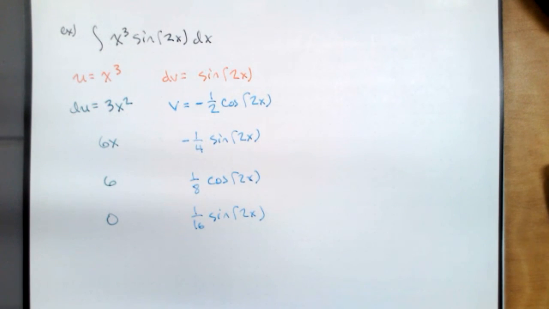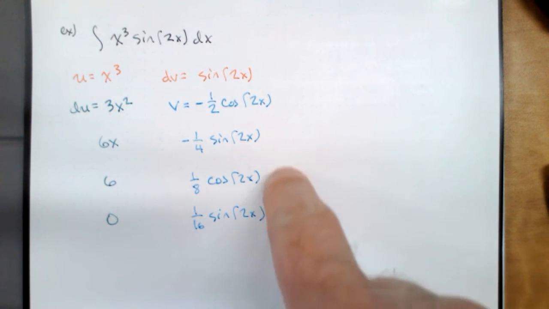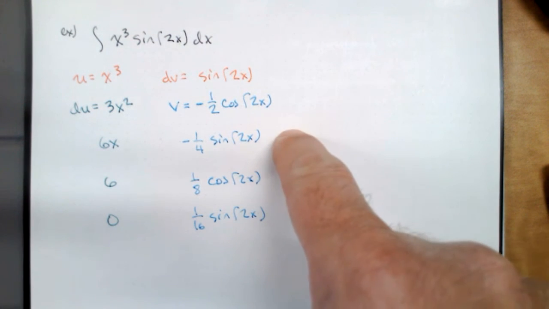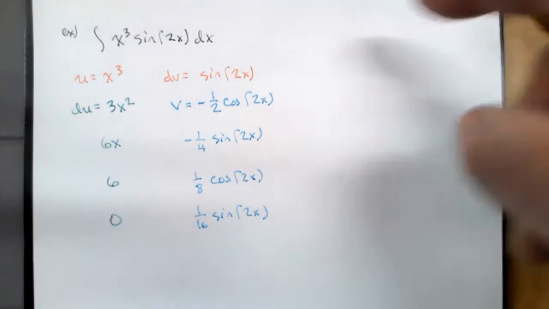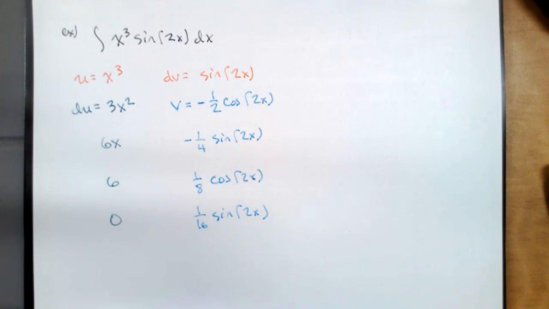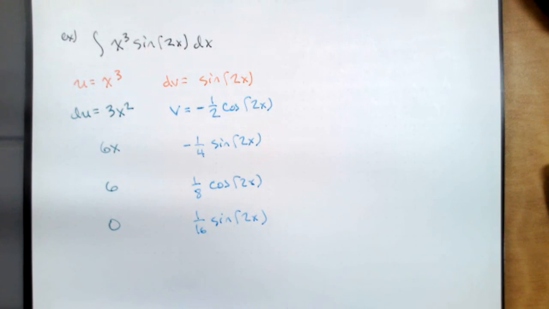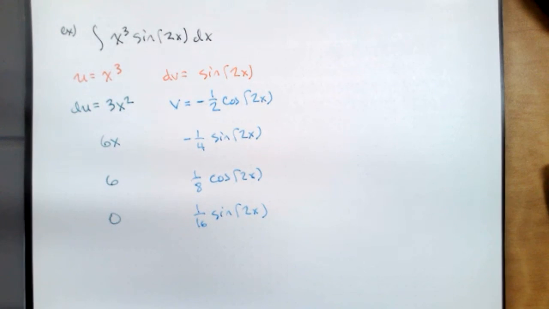And because I know negatives are so dangerous, I check. Derivative of sine is cosine, derivative of cosine is negative sine, derivative of negative sine is negative cosine, derivative of negative cosine is sine. So I got my signs deployed correctly. Any questions?